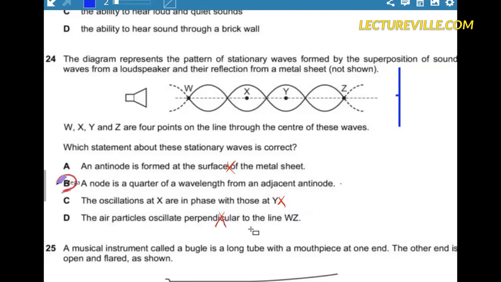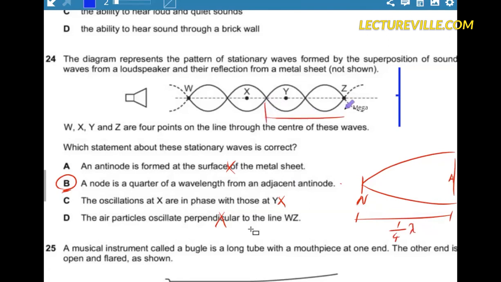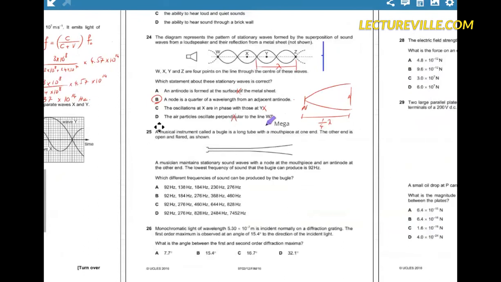Answer is B. Okay, listen, this is an antinode. From one node to one antinode, this is 1 by 4 of a wavelength. Remember, because one wave is complete from one node to the adjacent node, that is a wavelength. So from a node to the nearest antinode, it will be a quarter of a wavelength. So the answer will be B.